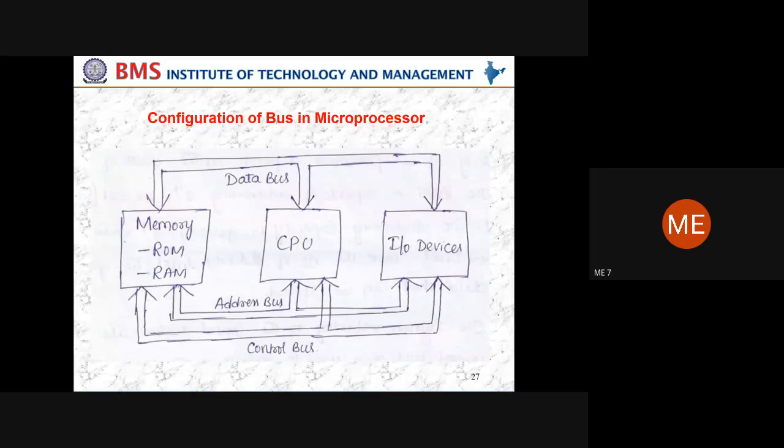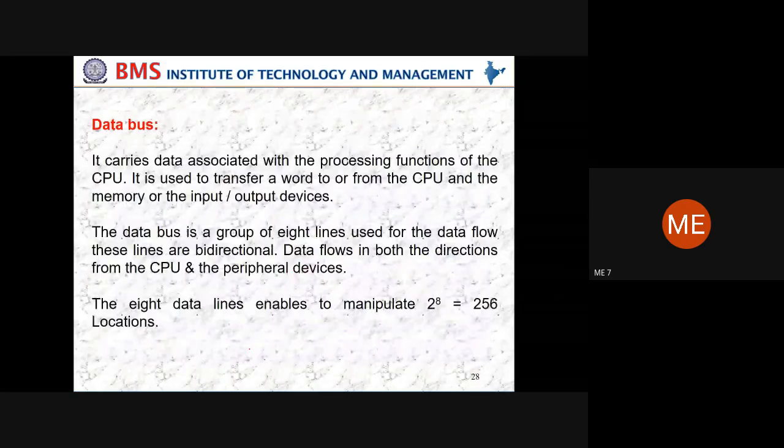As I said, the buses are used to interconnect the CPU, which is nothing but the microprocessor itself, then the I/O devices, that is input-output devices, and the memory, that is random access memory and read-only memory. The communication between all of these happens through the data, address, and control buses. It's a simple diagrammatical configuration. Now we'll go on to understand this.